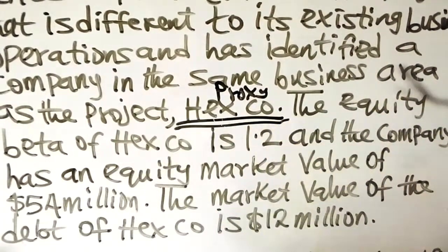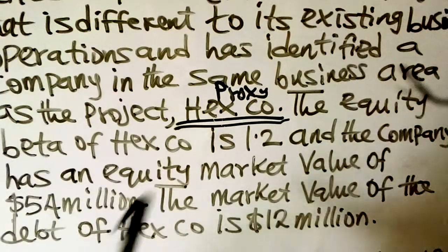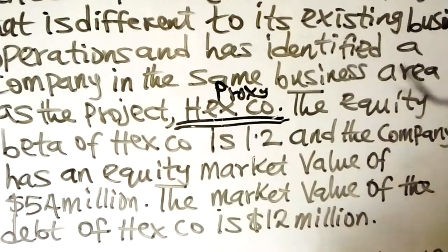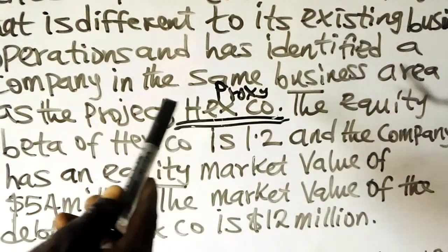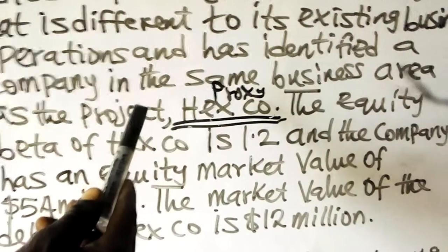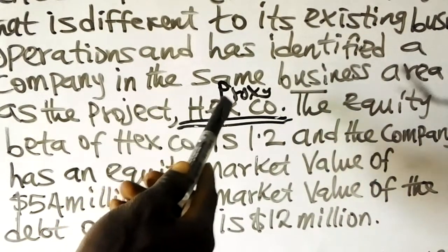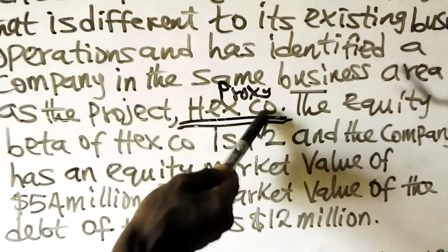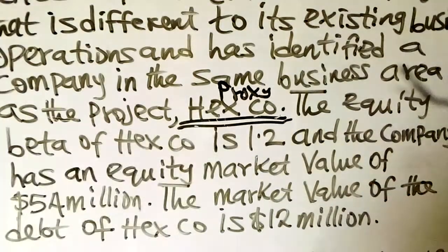So the cost of capital you need for the project is that of FENSCO, not that of HESCO. HESCO is only the business you were told is operating and has been identified as a company in the same business area as the project. So that is why we say HESCO is the project company.